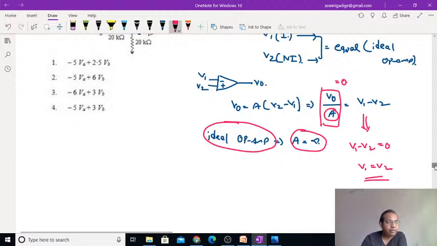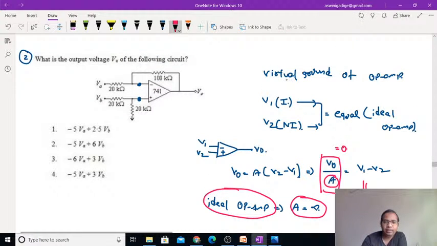Okay. So whatever problems you get like this, if they have not given any gain, then you can take infinity as the gain. For example, if they mention A is equal to 20,000 like that, then you have to substitute the given value in such types of problems. Okay, fine guys. Now we will solve this question, guys.